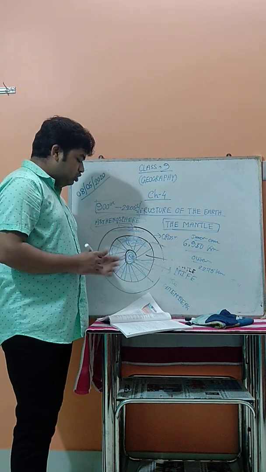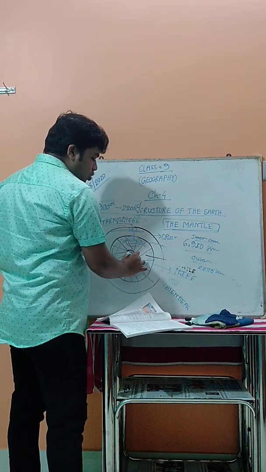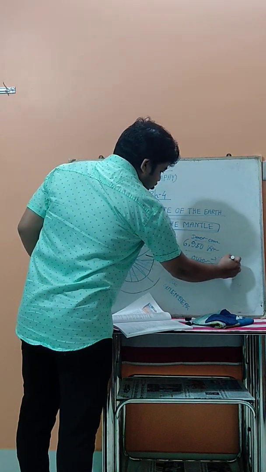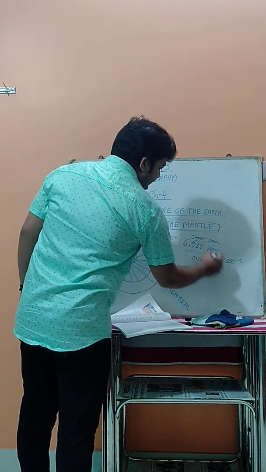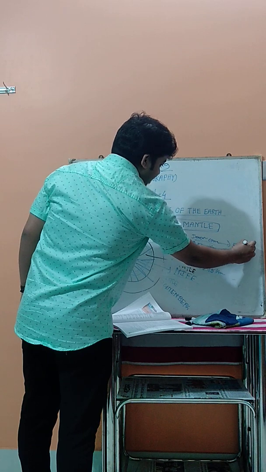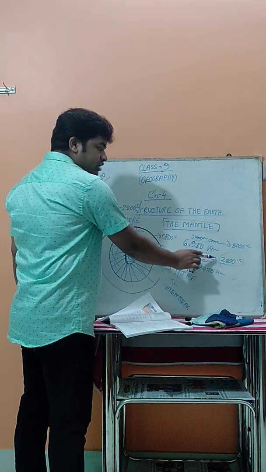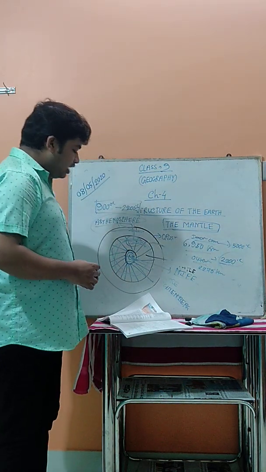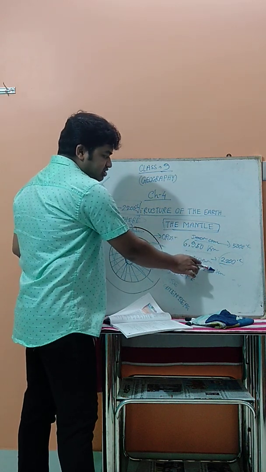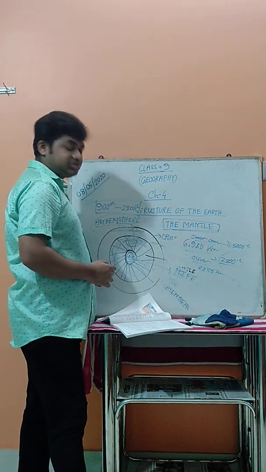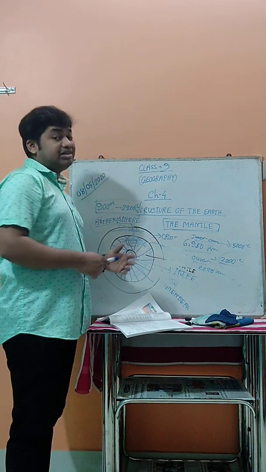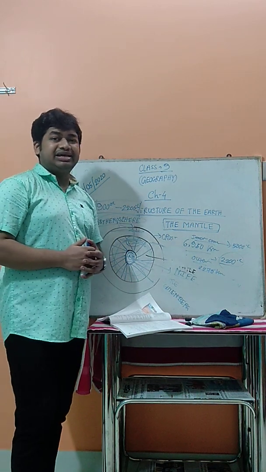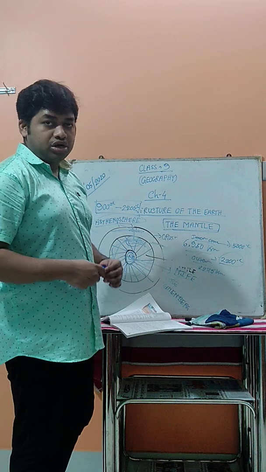The core is divided into two parts, the outer and inner core. The outer core temperature is almost 2200 degrees centigrade, and the inner core temperature is 5000 degrees centigrade. The outer layer is always in the molten state, but the inner layer is always in the solid state. Because of the presence of heavy metals, the core is made up of nickel and iron, which is why magnetism occurs in this layer.